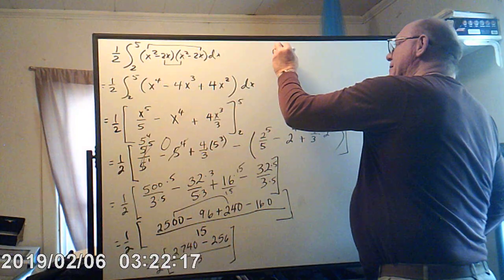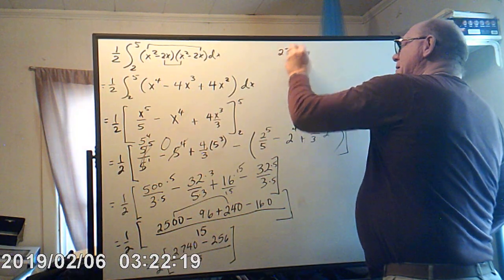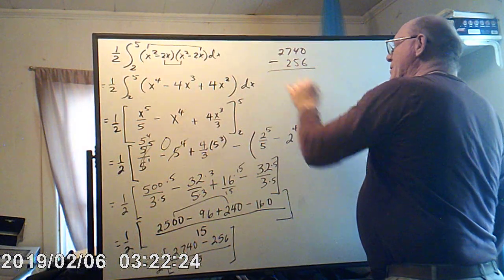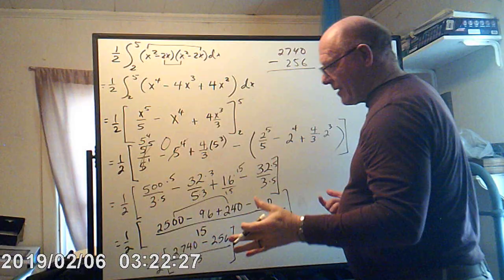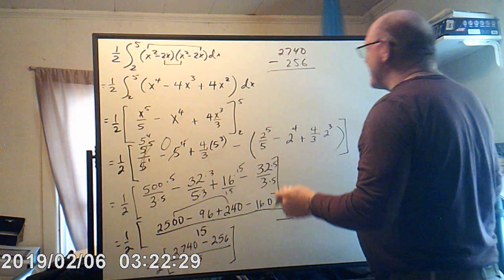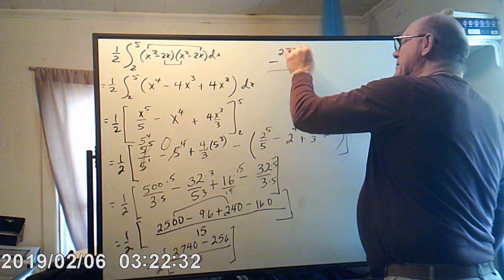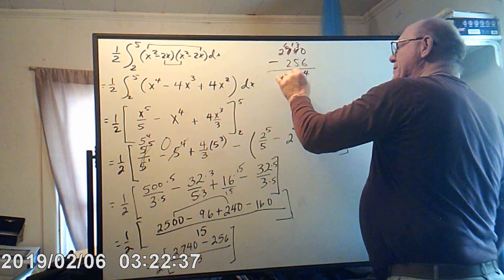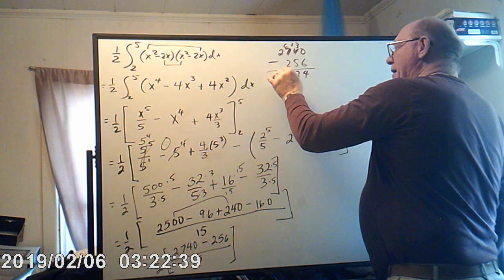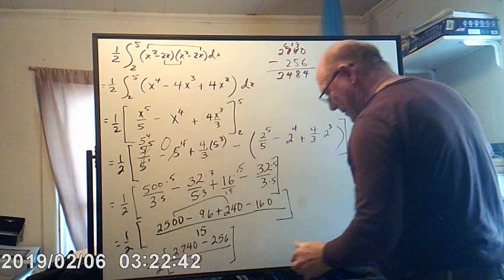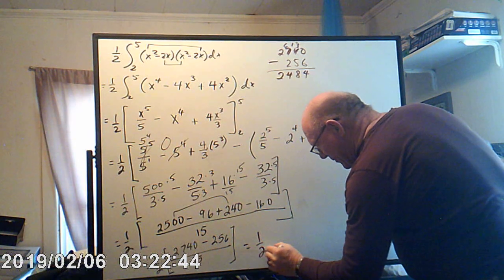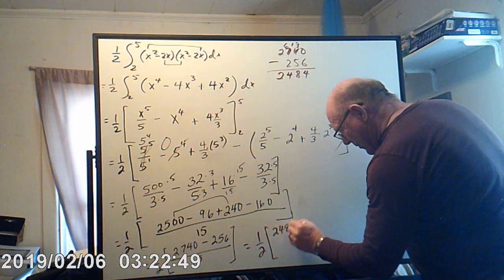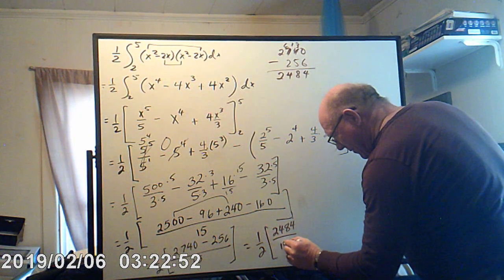Alright, hopefully 2740 minus 256. Well, I sure hope I get this right. If I don't, I'm just going to tell you what the answer is, and that's going to be it. 10 minus 6 is 4. 13 minus 5 is 8. 6 minus 2 is 4. And I'm thinking that looks really good. So this is equal to 1/2 of 2484 over 15.